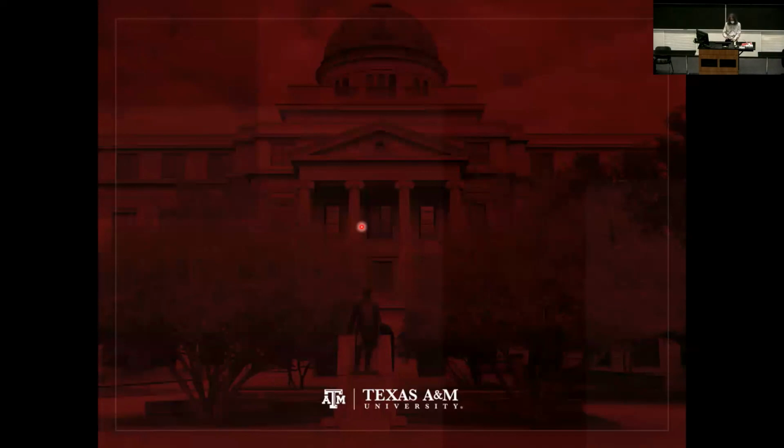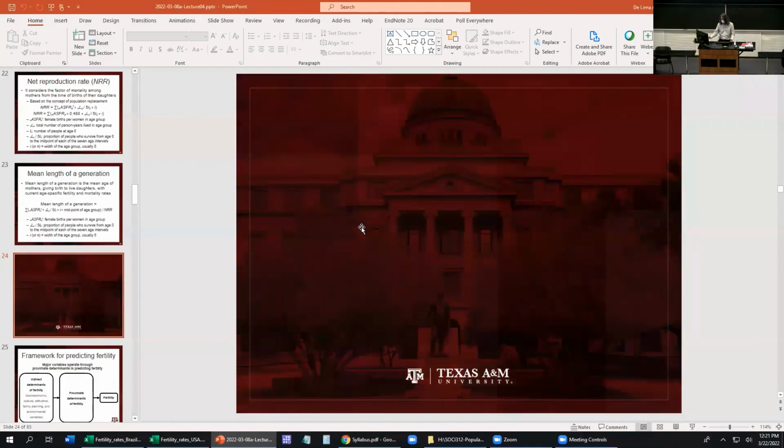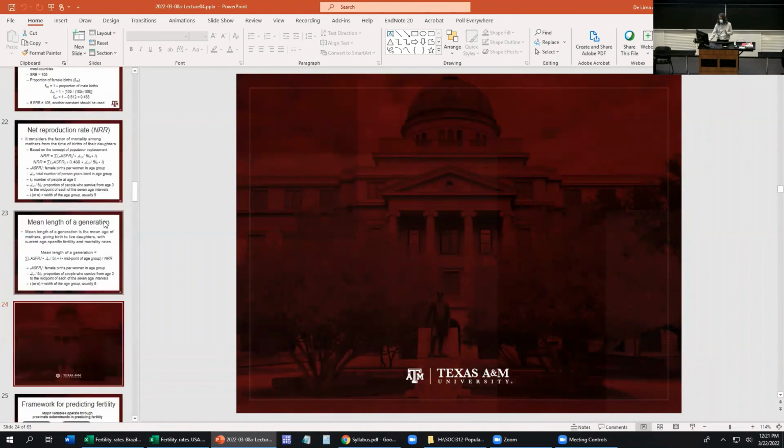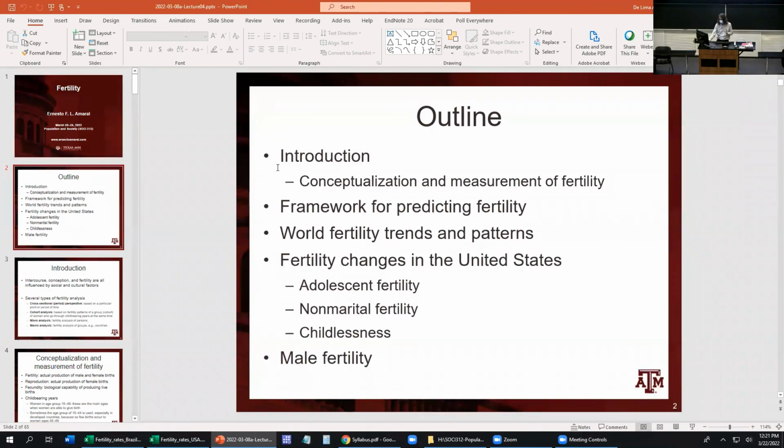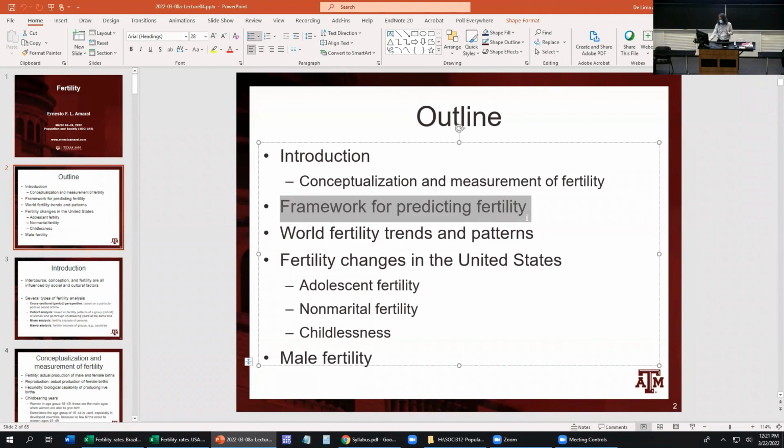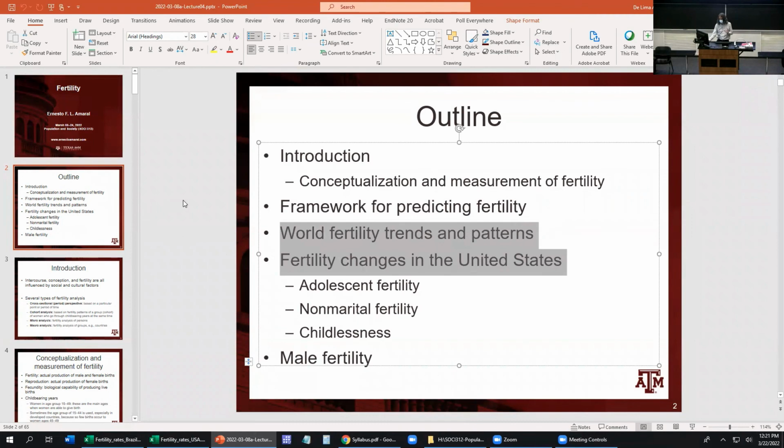So this part here, it's just about estimation of fertility indicators, right? Fertility rates. You're just calculating the rates. Then afterwards, we're going to talk about what are the reasons fertility has been declining and give examples about the world and the US.